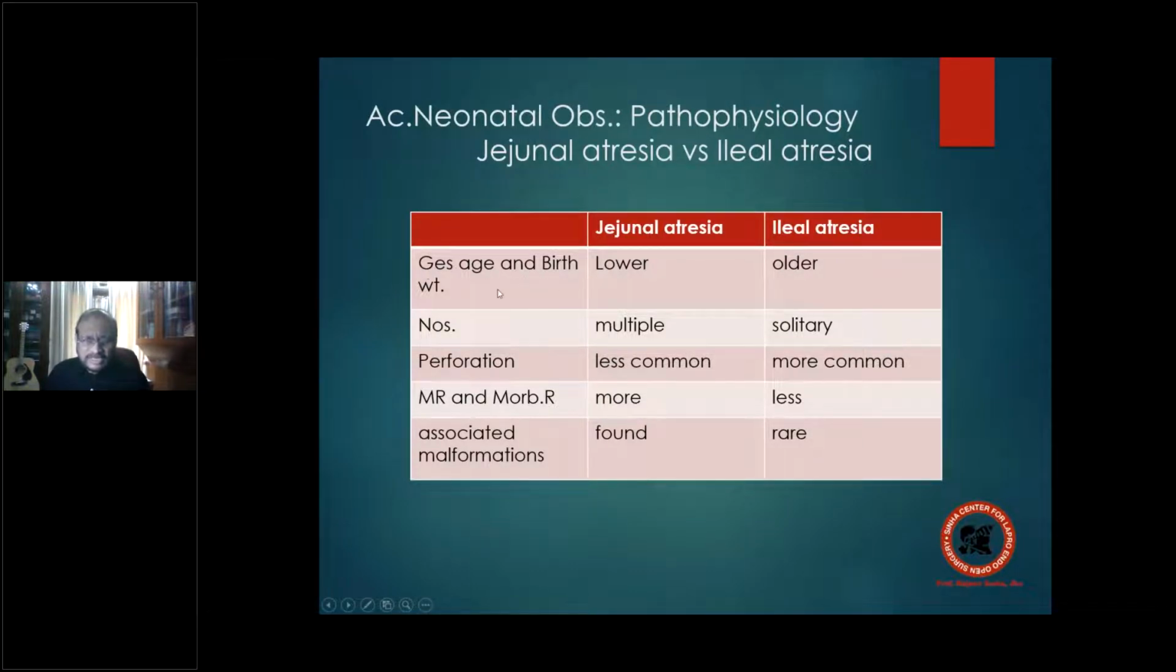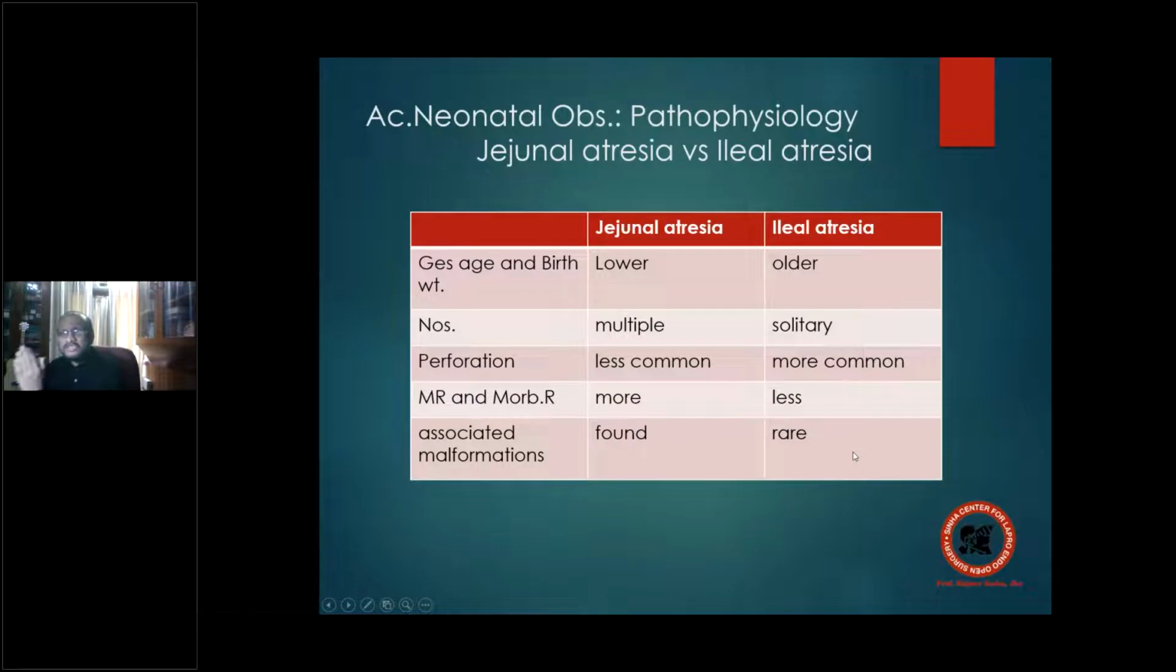Just a very small chart to differentiate between jejunal and ileal atresia. The gestational age and birth weight is usually low for jejunal, older for ileal; birth weight is higher for ileal atresia. Numbers, jejunal atresia could be multiple. Ileal is always solitary. Perforations are less common in jejunal, more common in ileal. The mortality rate, MR is mortality rate, MORB is morbidity rate, more in jejunal, less in ileal. Associated malformations, more in jejunal, less in ileal.